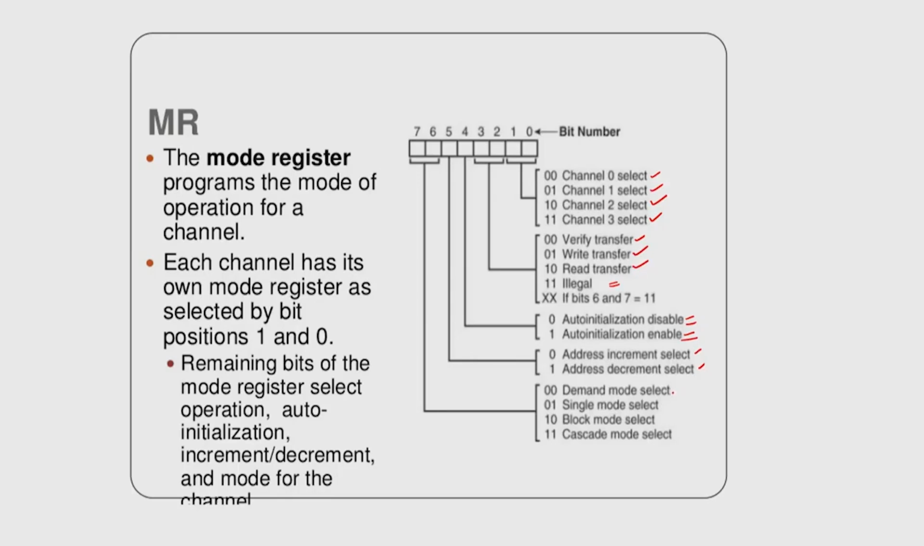Then we have different types of modes. Demand mode select: on demand we can transfer only a single byte, or we can transfer a block of bytes. It is also possible to cascade 8237s, similar to 8259, to handle different peripheral devices. So, these two are the important registers which we have to use for programming. As I have told, the next step is programming. In that I have to use this mode register and command register.